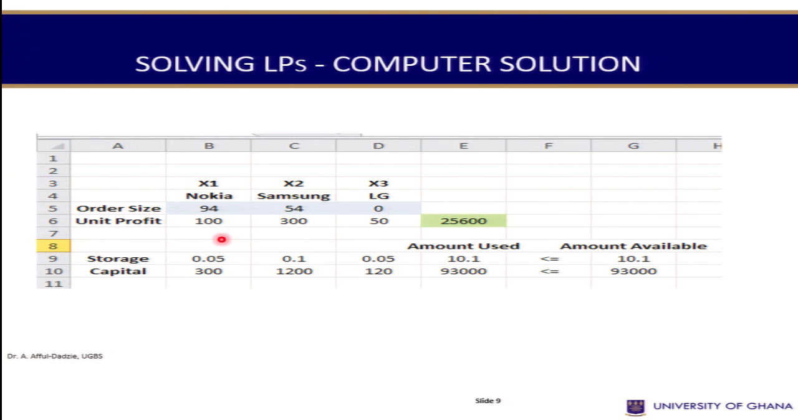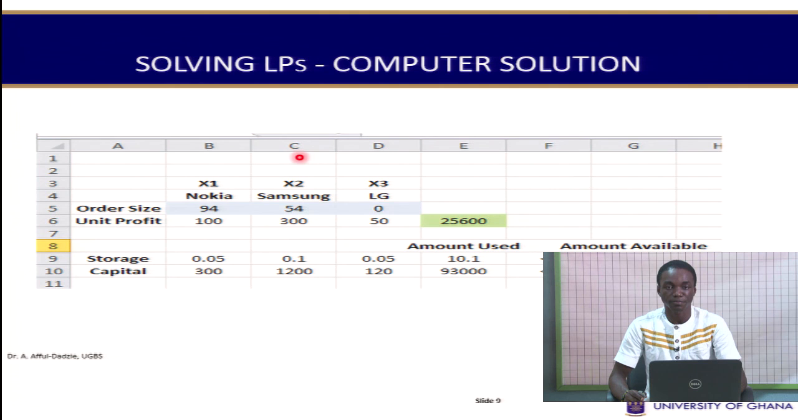So in getting the Excel solution, what we intend doing is that we set up an Excel table, with Microsoft Excel opened for us, where we are going to put in each of the values of the objective function. For instance, we have the number of Nokia, that is X1, the number of Samsung, that is X2, and the number of LG, that is X3, to be purchased.